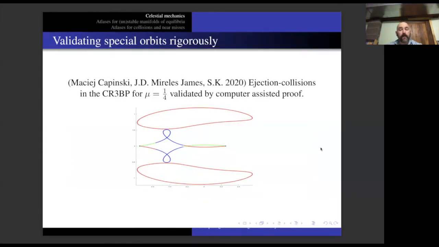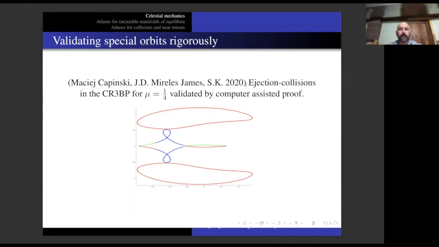Once you have your hands on such an orbit, the question comes up of how do I validate that I actually have a heteroclinic or a homoclinic or an ejection or a collision? Any of these special orbits, how do I prove that I have these? So this is from more recent work. This is not yet published.